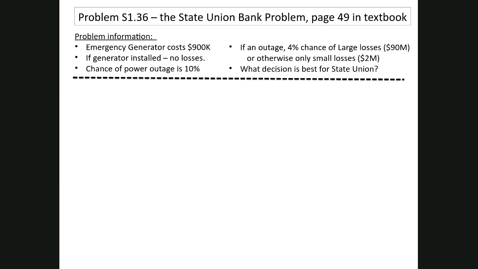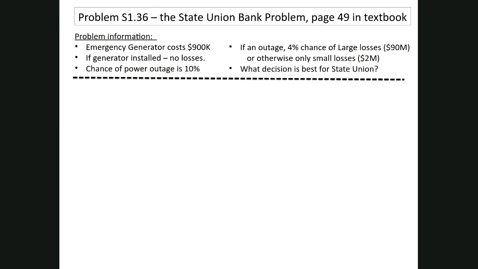One project the bank is considering is the installation of an emergency power generator at its operations headquarters. The cost of the emergency generator is $900,000, and if it's installed, no losses from this type of incident will be incurred. However, if the generator is not installed, there's a 10% chance that a power outage will occur during the next year. If there is an outage, there's a 0.04 probability that the resulting losses will be very large, or approximately 90 million in lost earnings. Alternatively, there's a 0.96 probability of only slight losses of around 2 million. Using decision tree analysis, determine whether the bank should install the new power generator.